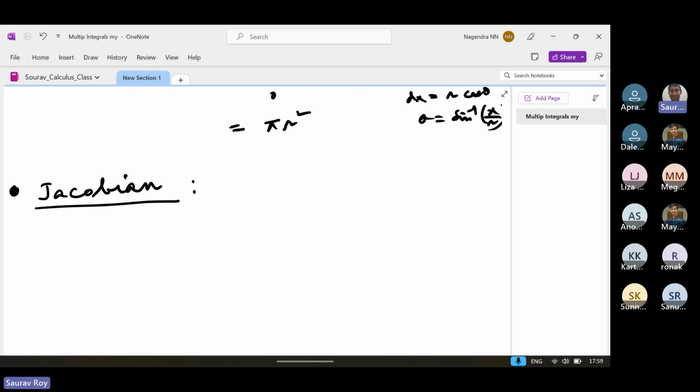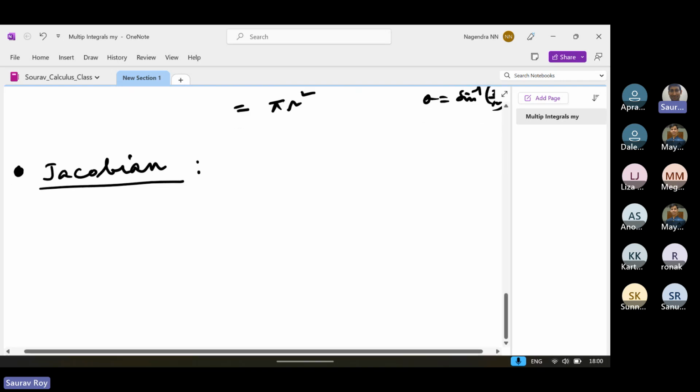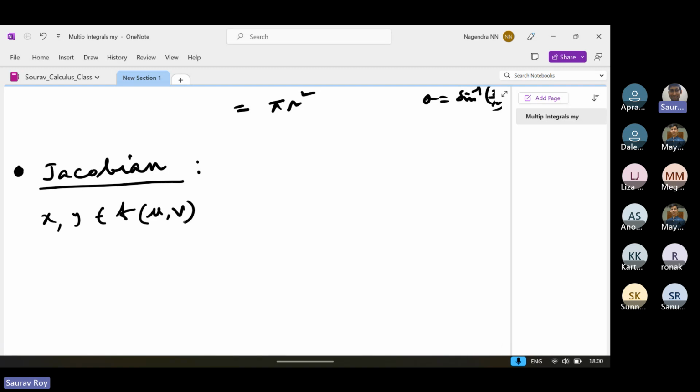So this is the Jacobian. It is a very important topic, and it is used in many different branches. Let's say we have x and y as functions of u and v. So x and y are two variables which are functions of u and v, and u and v are independent variables. Sometimes we have to do a change of variable from the xy to the uv domain. So how do we do that?